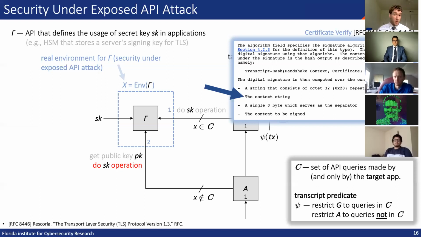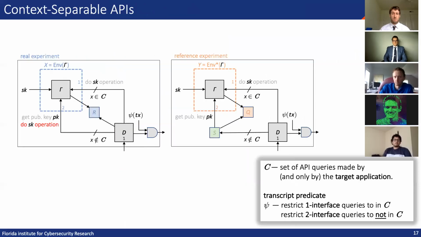Well, the answer depends, of course, on the particular API, which is where the translation framework comes in. So here we have our two experiments used for defining shared resource indifferentiability. The real experiment on the left captures the adversary's capabilities in mounting an exposed API attack. In the reference experiment, the adversary no longer has this capability, but its access to the second interface, as well as the shared resources, is mediated by simulator S. So in this setting, S's job is to simulate secret key operations using only the public key.